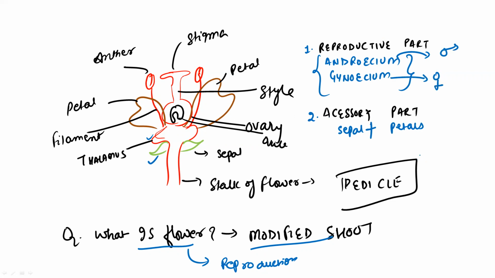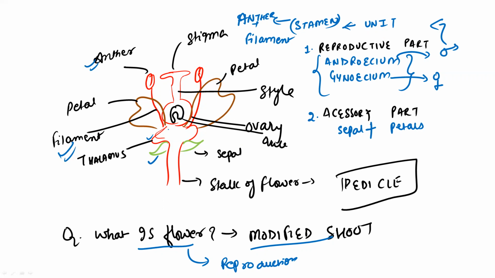Okay, but the question is, what is the unit of this? The answer is stamen. So this stamen basically consists of the anther plus the filament. So what is the filament? Yeah, this is the filament, and this is the anther. So they are collectively the parts of the stamen.